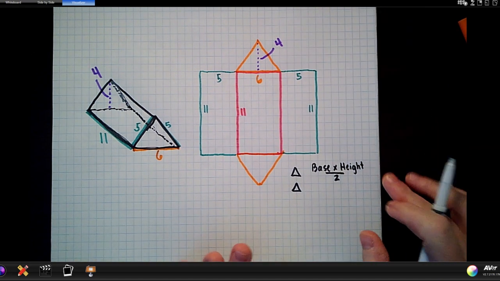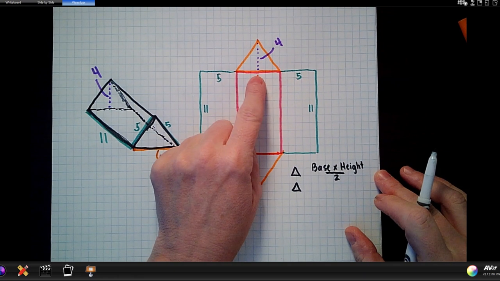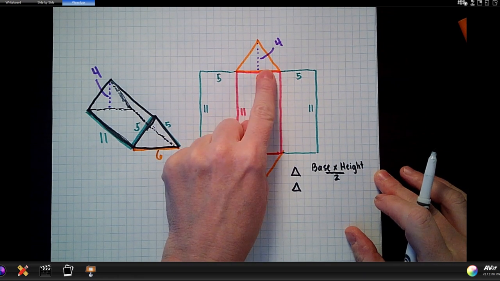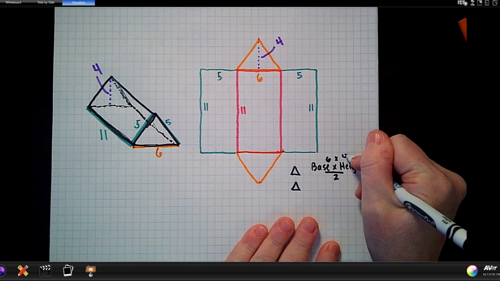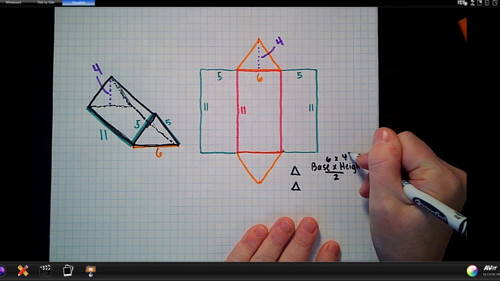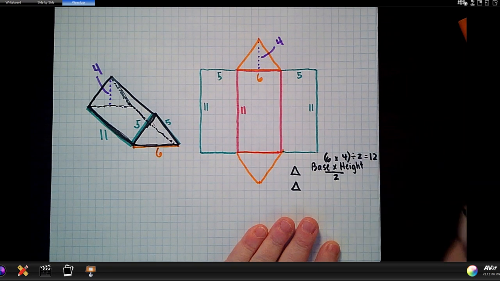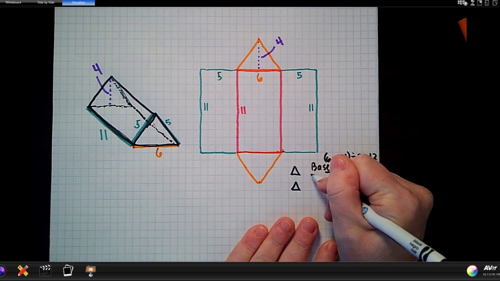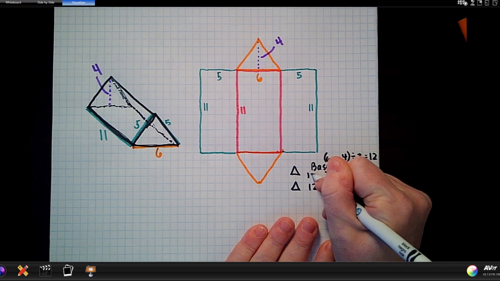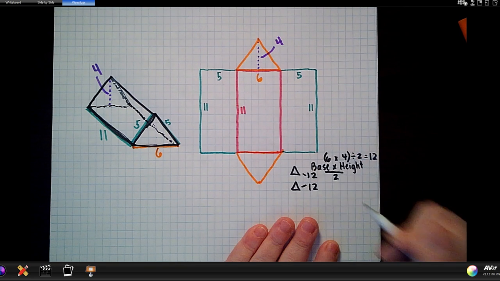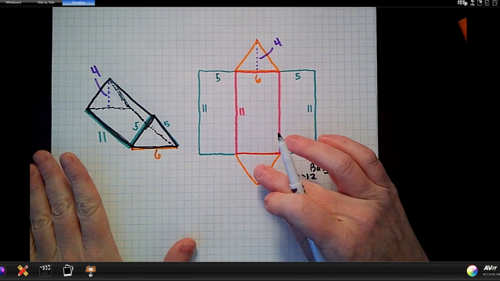rectangle. So I can do basically the same thing as I do for a square, length times width, but for a triangle it's base times height divided by 2. 6 times 4 divided by 2. Okay, so each of these triangles is going to be 12. 6 times 4 is 24 divided by 2. So I have this triangle that's 12 and this triangle that's 12. So both of the triangles are 12. Okay, 12, 12. So now I'm finished with my triangles.